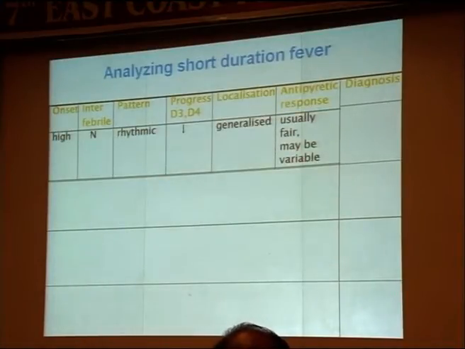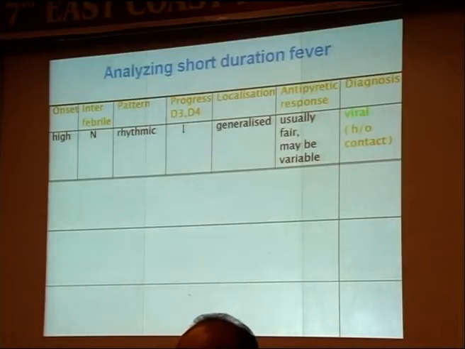So how shall we analyze short duration fever? Onset is high, interfebrile normal, pattern rhythmic every 3-4 hours. On day 3, day 4 downward trend, generalized symptoms, and response is fair. What is this? Viral. Now in a viral, the history of contact is very, very important.